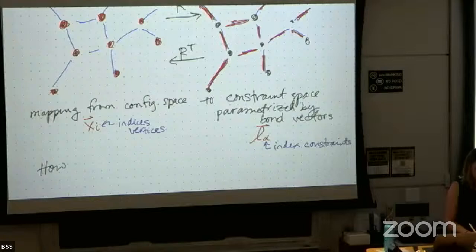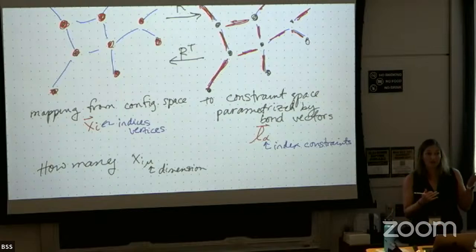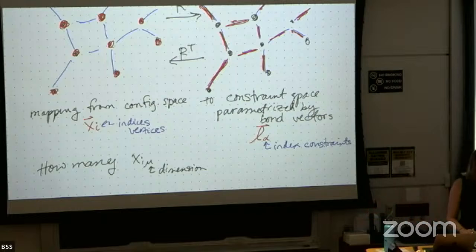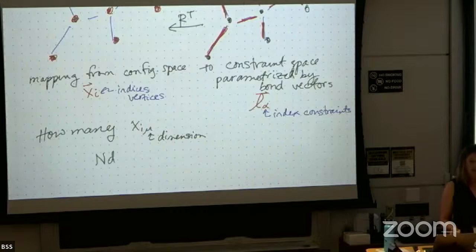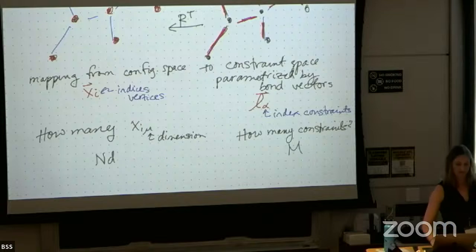So how many x_i^mu are there? I'm using this little mu to index the dimension. So it's the number of vertices times the number of dimensions. That's how big the configuration space is. And this map is taking us from this space to the constraint space. So let's say there are m constraints. How many bonds or constraints? There will be m.